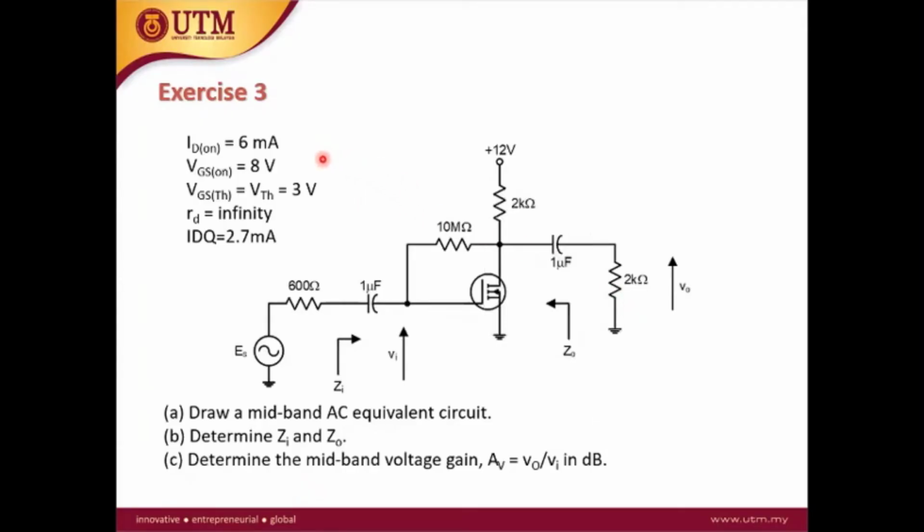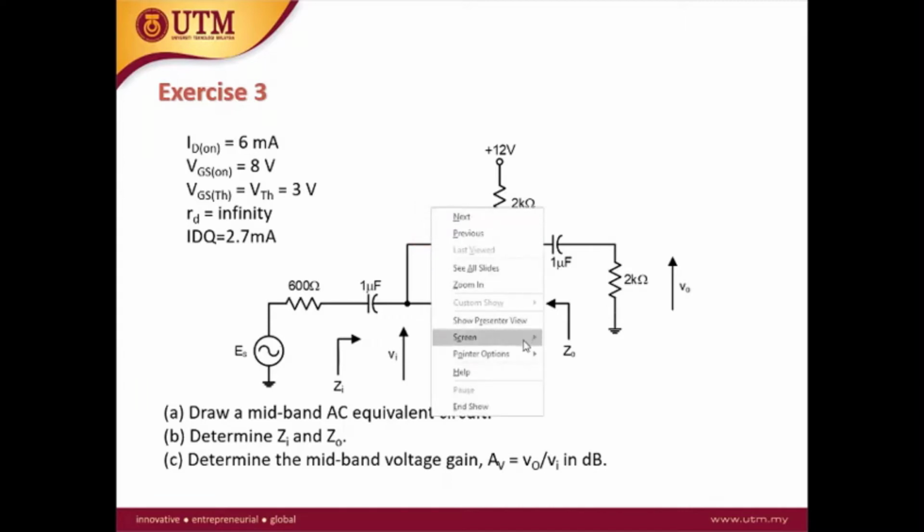Next example is the common source, but the bias circuit is the drain feedback. This is drain feedback bias circuit. Okay, so these are the given parameters. K is not directly given, but ID on and VGS on are given. So from this information, we can get the value of K.